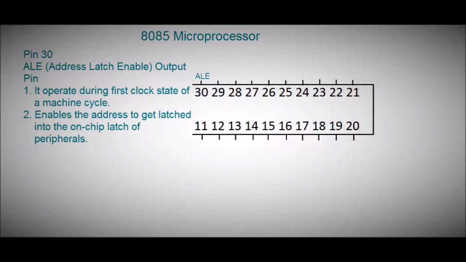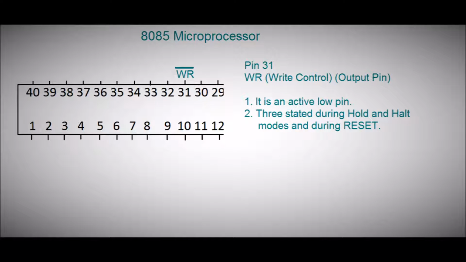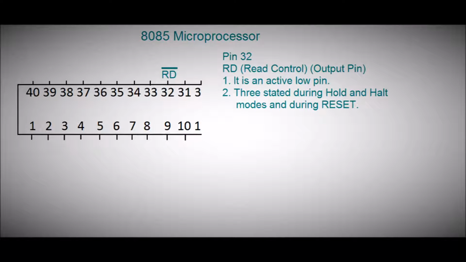Pin 30. ALE, address latch enable, output pin. 1. It operates during first clock state of a machine cycle. 2. Enables the address to get latched into the on-chip latch of peripherals. Pin 31. WR, write control, output pin. 1. It is an active low pin. 2. 3 stated during hold and halt modes and during reset. Pin 32. RD, read control, output pin. 1. It is an active low pin. 2. 3 stated during hold and halt modes and during reset.